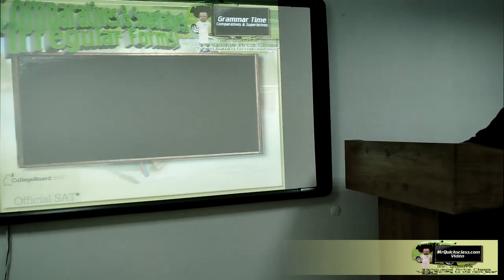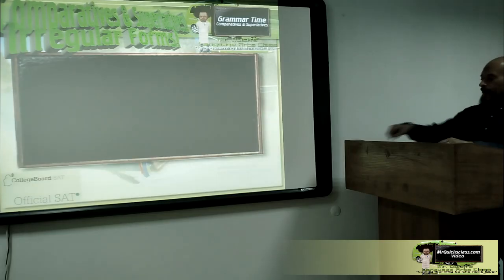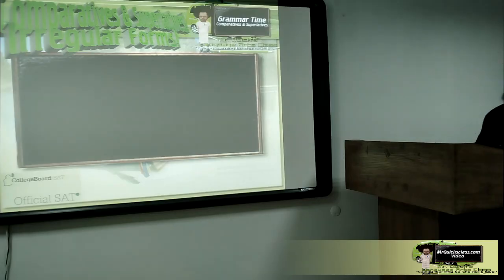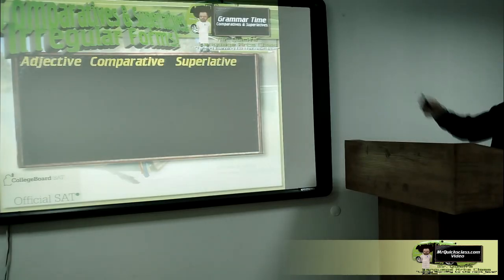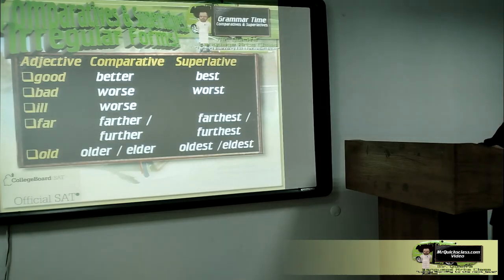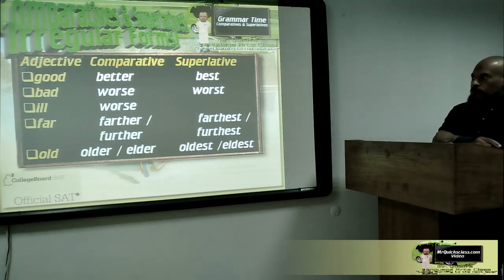All right. Okay. Irregular forms. Now, obviously, not all words we can apply this to. We got some words that we consider irregular because they do not conform to the rule. And in this case, adjectives, comparatives, and superlatives. Let's look at a few. You remember this list. You had to memorize it a long time ago. Good, better, best. Bad, worse, worst. Ill becomes worse. Far becomes farther and farthest, or further and furthest. Old becomes older, elder, oldest, eldest. And you remember that stuff.